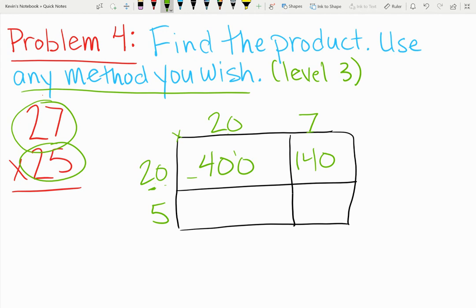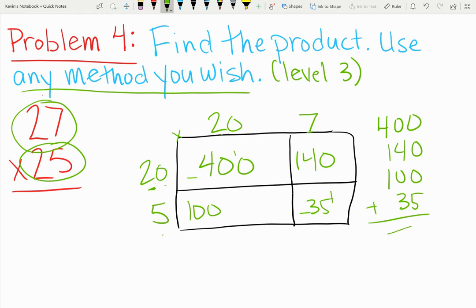Then at the bottom, I just do 5 times 20. We know 5 times 2, basic fact, is 10. Then add the 0. And then we move to our last quadrant here: 5 times 7 is 35. So again, these are partial products. Partial products just means 400, 140, 100, and 35 are part of the final product. So these are only partial products. What you have to do is add all of these partial products together to get your final product.